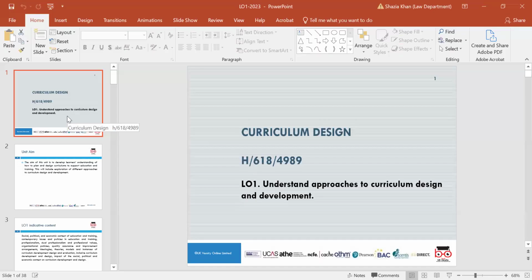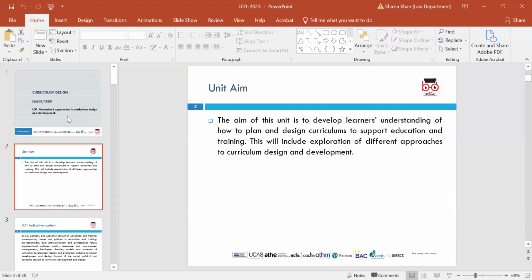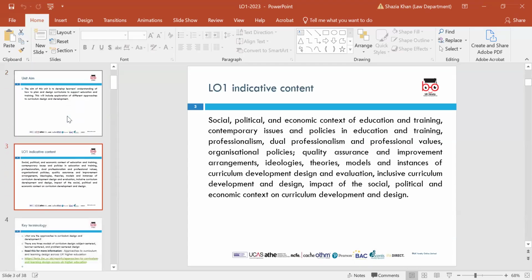So the first learning outcome that we're doing, which I've identified, is to understand approaches to curriculum design and development. The unit aim is to develop learners' understanding of how to plan and design curriculums to support education and training. This will include the exploration of different approaches to curriculum design and development. Learning outcome 1, indicative content.